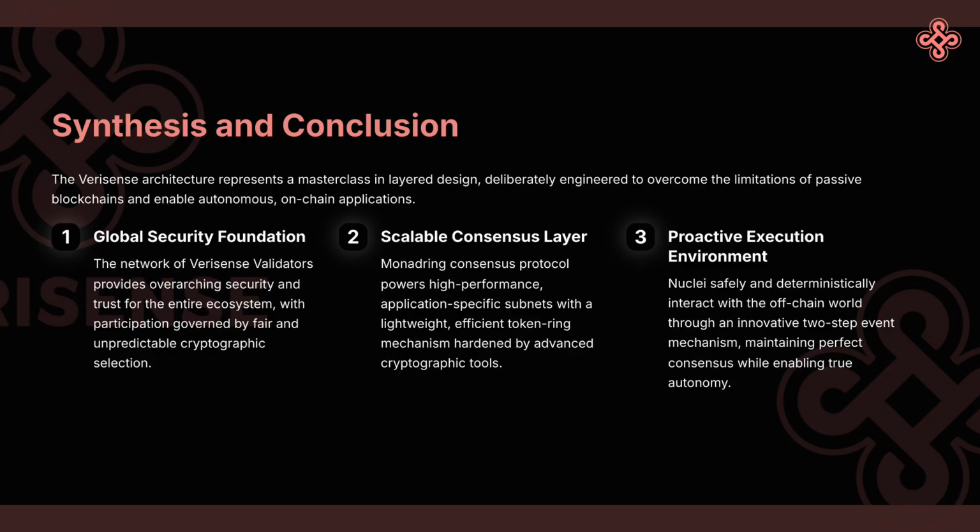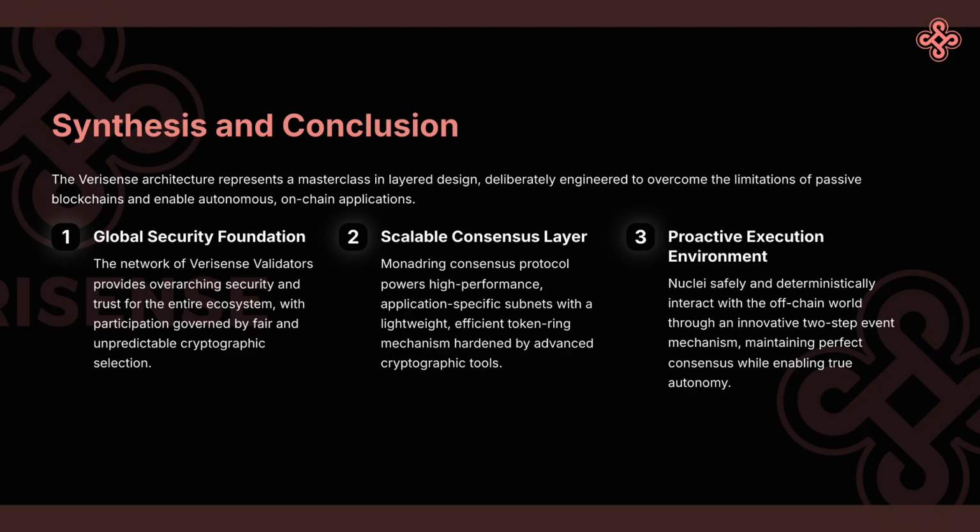In conclusion, the Verisense architecture exemplifies excellence in structured design, meticulously crafted to address the limitations of passive blockchains and usher in a new era of autonomous on-chain applications. It effectively differentiates various concerns to tackle the blockchain trilemma, offering a platform that simultaneously achieves security, scalability, and decentralization. At its core, the global network of Verisense validators ensures comprehensive security and trust across the ecosystem, with participation managed through a method of cryptographic selection that is both fair and unpredictable.